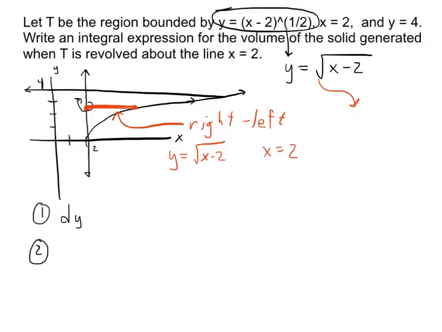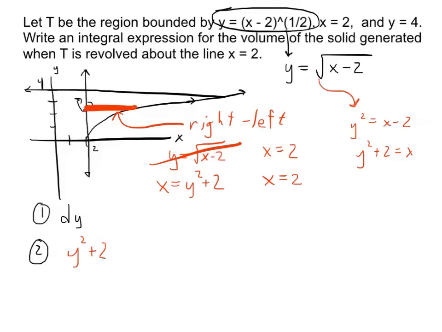I need to change this y value into an x value. I need to say, oh, y squared is x minus 2, add the 2 over, y squared plus 2 equals x. And now I can say, my right function was x equals y squared plus 2. My left function was x equals 2. And so the distance between them is the right function minus the left function, which very conveniently ends up showing us that y squared is the radius.